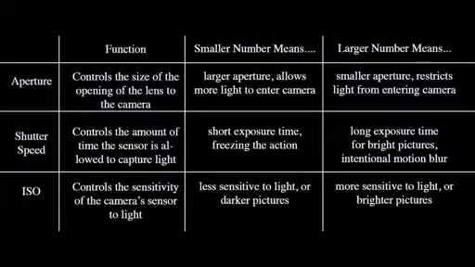Now in this chart we have a graphic representation of what each of the components of a proper exposure actually do. Aperture controls the size of the opening of the lens to the camera. The shutter speed controls the amount of time the sensor is allowed to capture light, and ISO controls the sensitivity of the camera's sensor to the light.